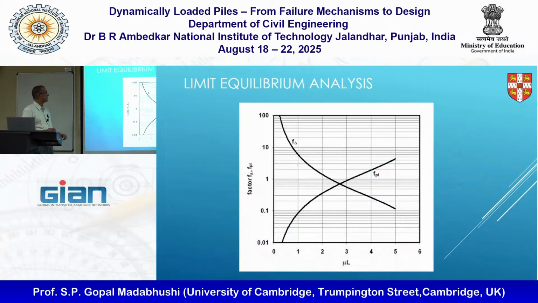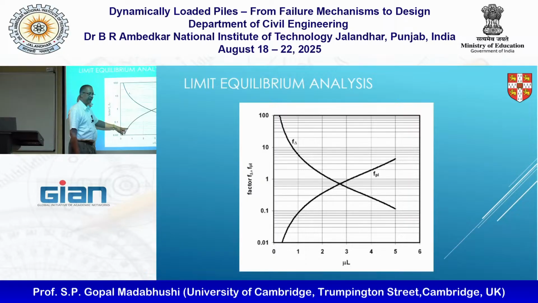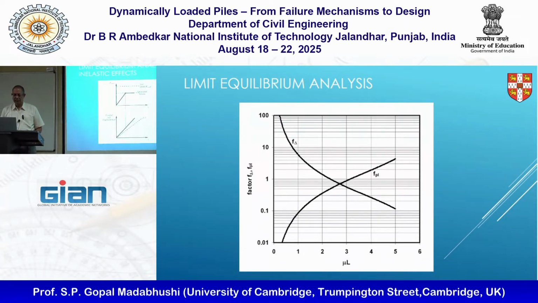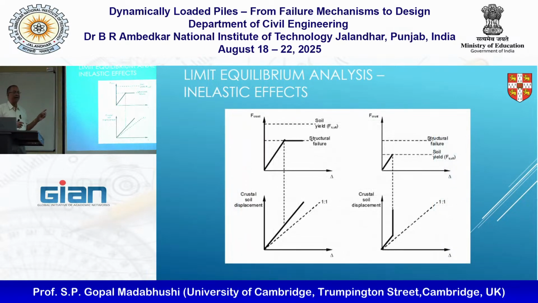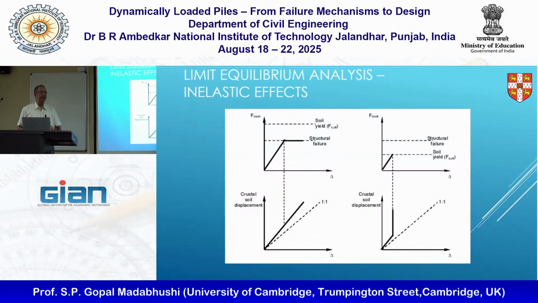Then you can do this kind of limit equilibrium analysis where I'm plotting mu along the x-axis. If my mu L is very big, then F delta will become small and FPL will increase. That bit we've done assuming the pile is going to remain completely elastic, because we are simply applying the forces and it's all elastic analysis, right?